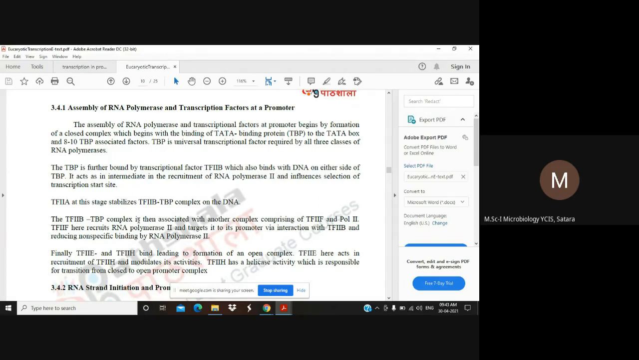So after the unwinding, the transcription process actually starts. Which is the main protein involved in the recognition of the promoter? TF2D. TF2D, that is the association of TBP.